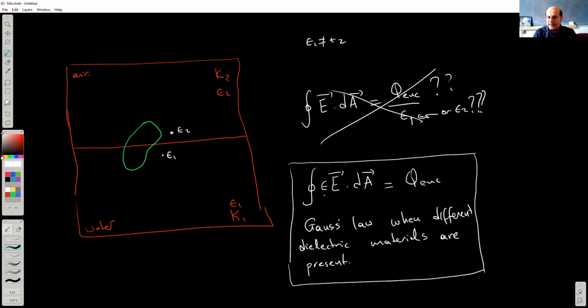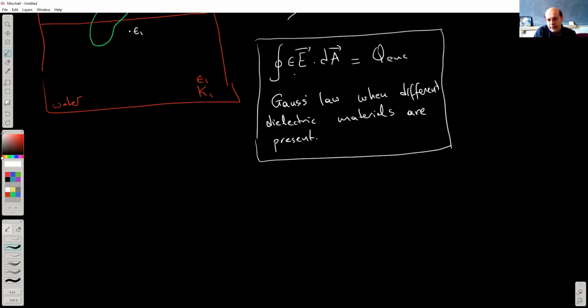The generalization of this formula is tricky, but once you do this trick, that's okay. In all other formulas, all you need to do is replace epsilon zero with epsilon. So in Gauss's law, we just need to take the epsilon inside the integral. That's the only detail here. So let's say it like this: calculation with dielectrics.